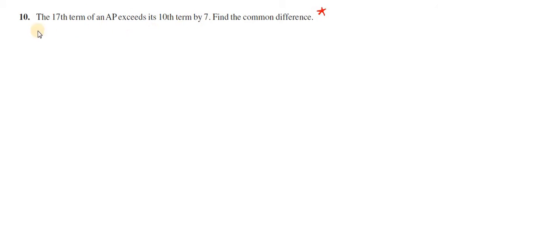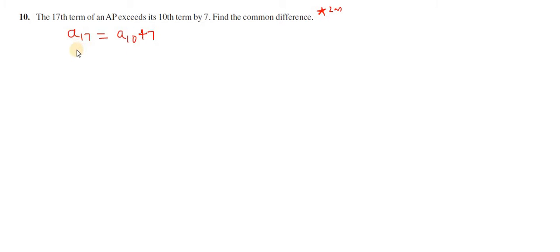So we need to convert this to the mathematical form. The 17th term of an AP is A17, which is equal to the 10th term plus 7, that is A10 plus 7. This is the equation. Exceeds in the sense of adding, increasing. What is increasing? The 10th term. How much is it increasing? By 7. So A10 plus 7 is equal to A17. Now simplify and find the common difference, that is d.